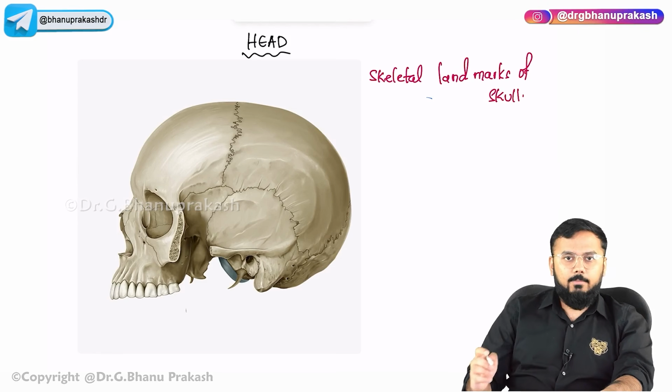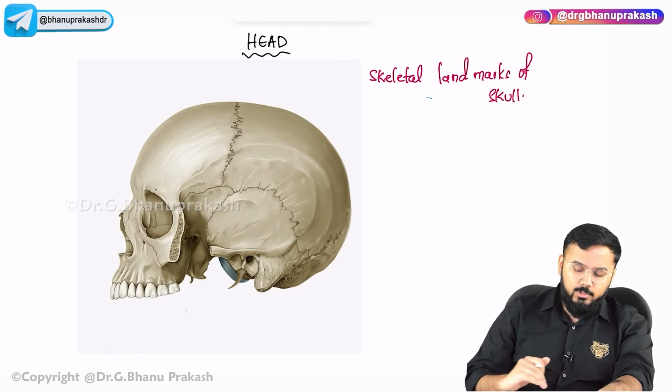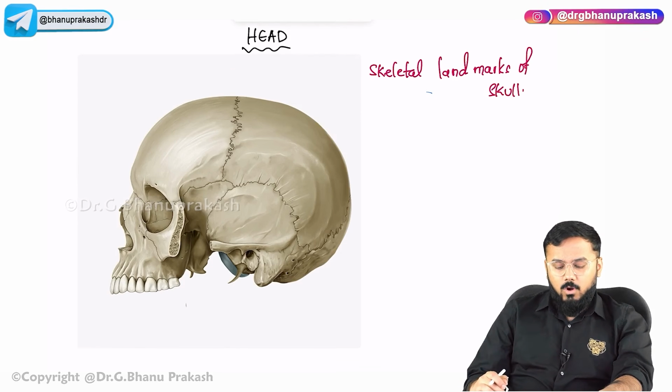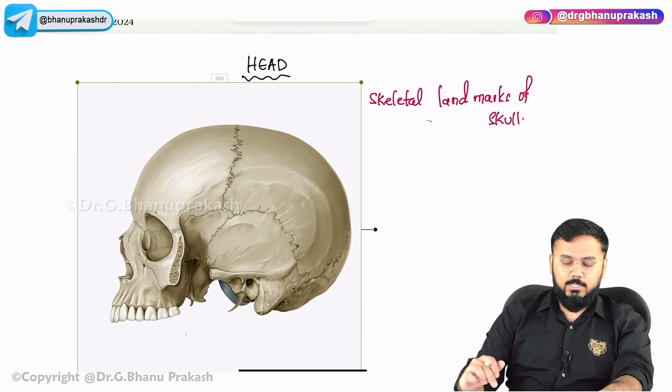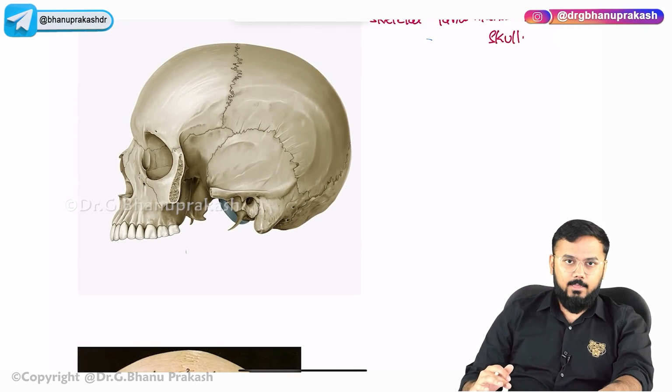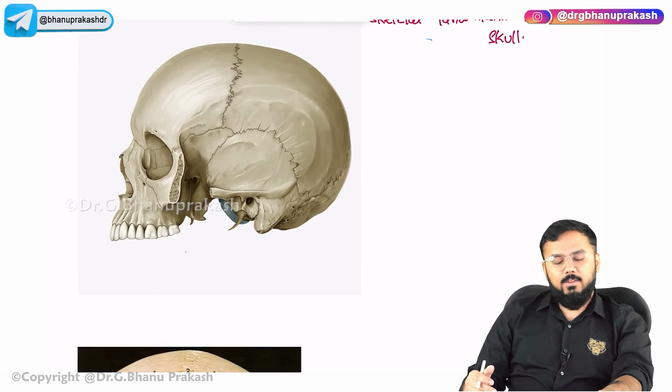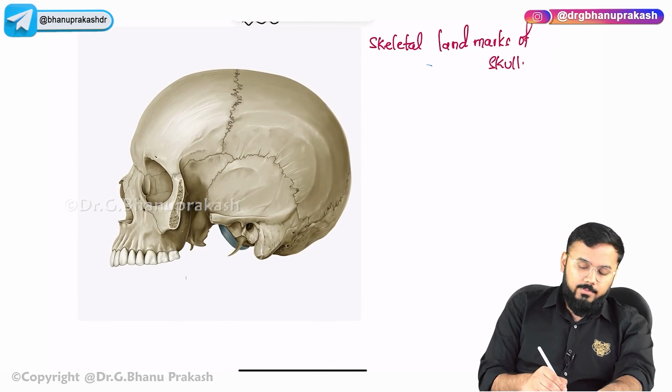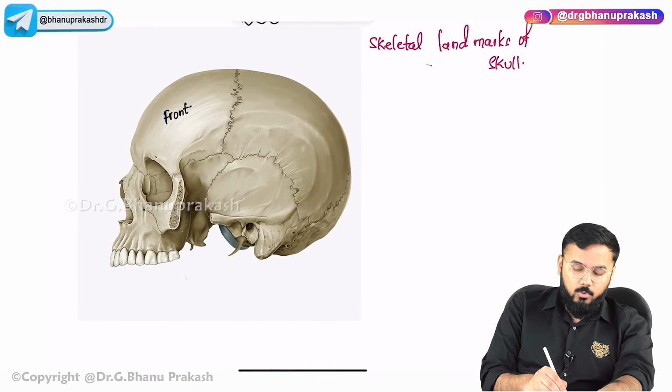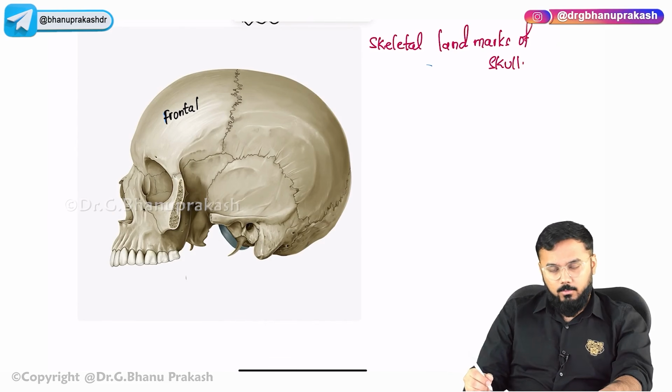Coming to the skeletal landmarks of the skull, first of all, in this particular picture, what are the different kinds of bones which you can see? First of all, we'll discuss that, and then we shall discuss other different landmarks. This particular bone is named as your frontal bone. All of you know this is your frontal bone.